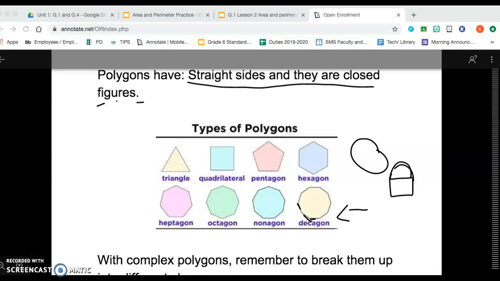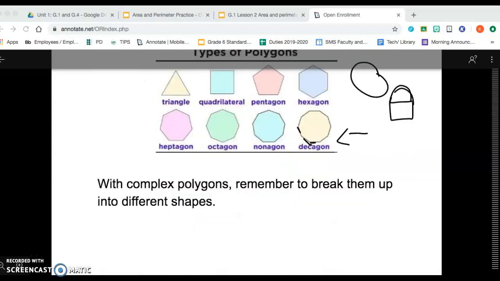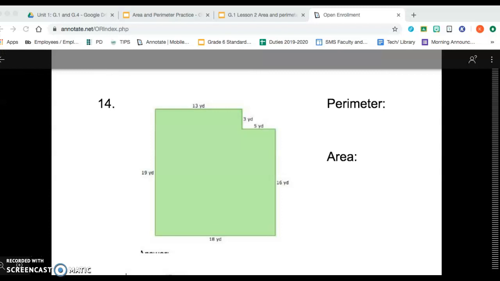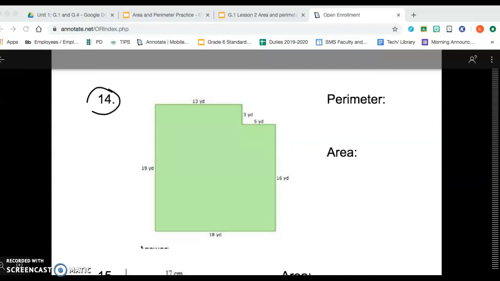And then remember, when we're trying to find the area of complex polygons, we just need to break them up into different shapes. So moving on to the next page. So this will be number 14 in your notebook that you've been working on. So we're going to find the perimeter and the area of this shape.